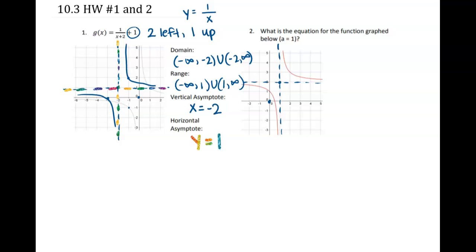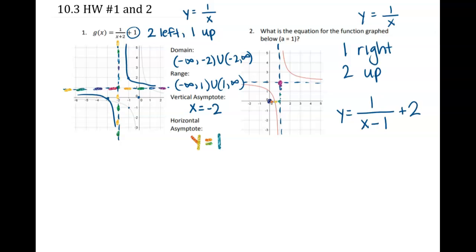So then the graph was moved 1 to the right and up 2 to get from this point 0, 0 to this point 1, 2. Again, 1 to the right and 2 up. So if we start with y equals 1 over x, now we have y equals 1 to the right will be 1 over x minus 1. And then up 2 will be plus 2. So there is our equation.